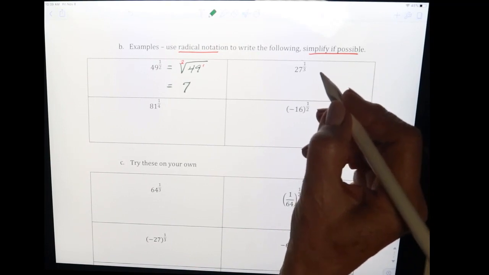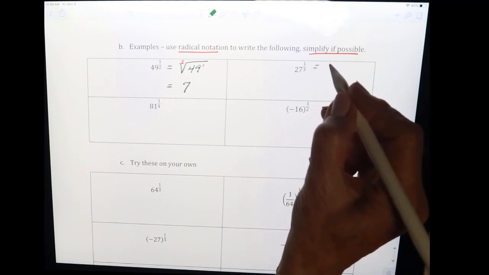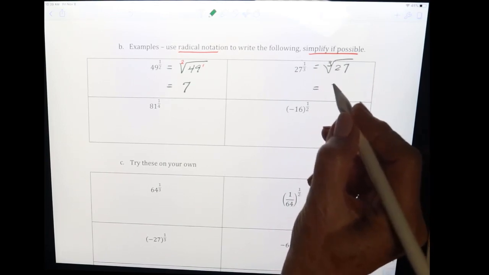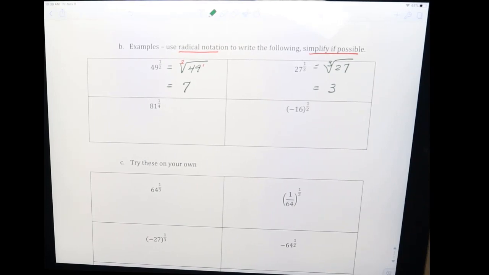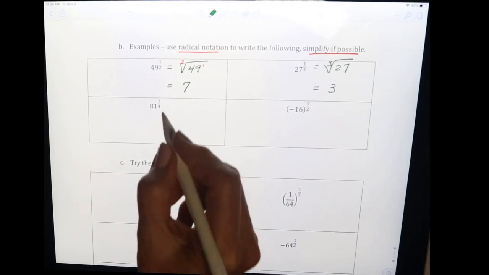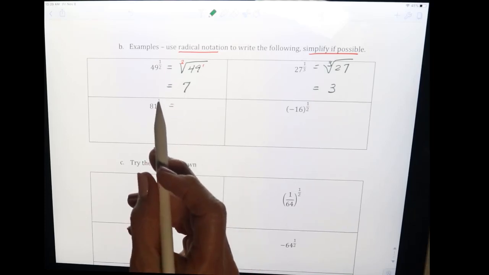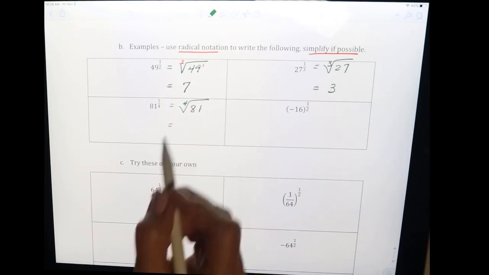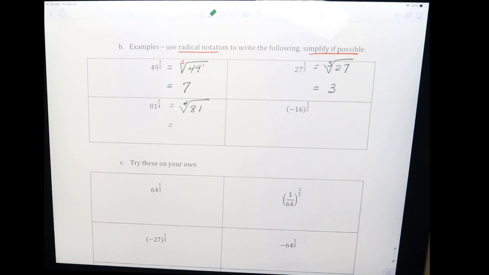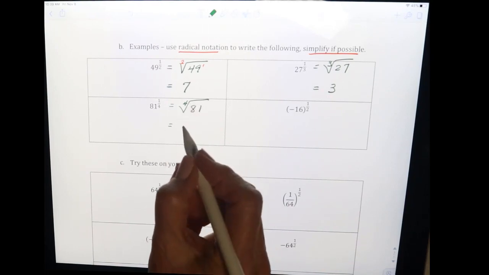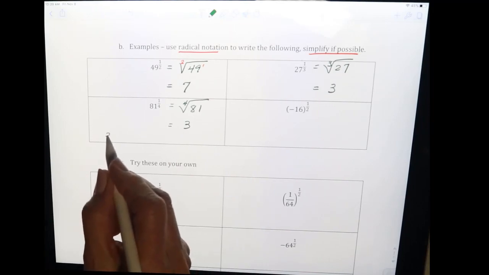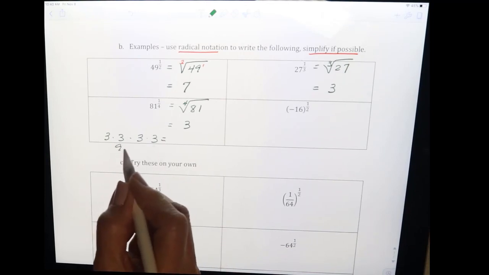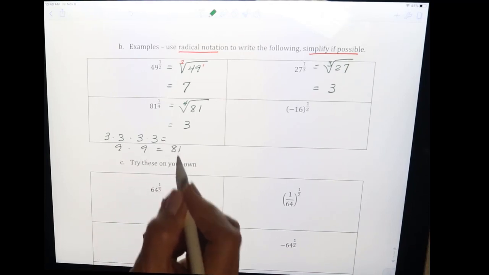Over here we have 27 raised to the power 1/3. That is equivalent to the cube root of 27. And of course the cube root of 27 is 3. 3 times 3 times 3 is 27. We haven't done a 4th root before, so this is 81 raised to the 1/4 power, which is the 4th root of 81. You may have to pull out your calculator instruction booklet in order to find how to take a 4th root of something. And that number is also 3, because 3 times 3 times 3 times 3 is 9 times 9, which is 81.